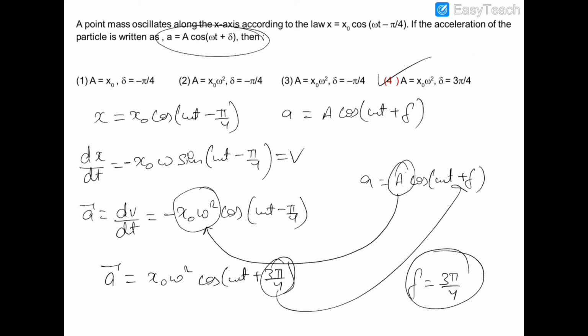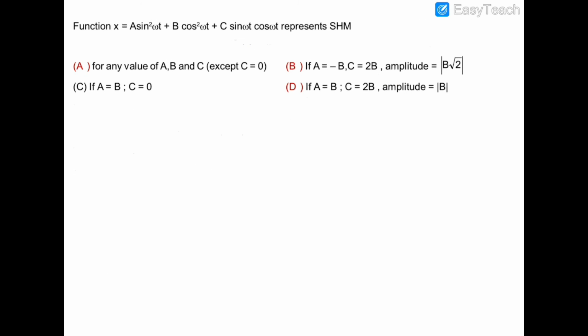Now let's move on to the next question. In this question, a function is given as x is equal to a sine square omega t plus b cos square omega t plus c sine omega t cos omega t. So we have to choose the correct options among the 4 of them. Option number A says that this function would represent a SHM for any value of a and b and c except for c is equal to 0.